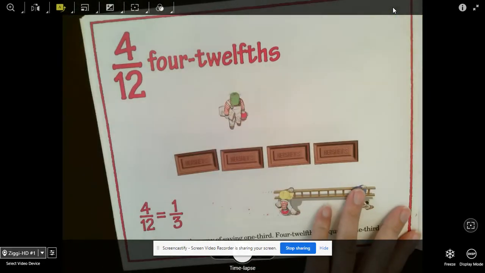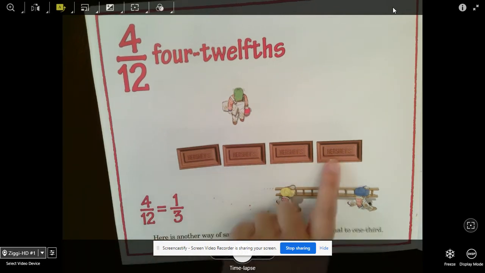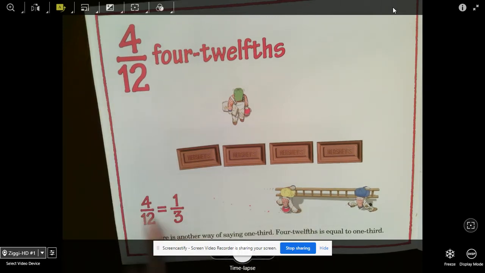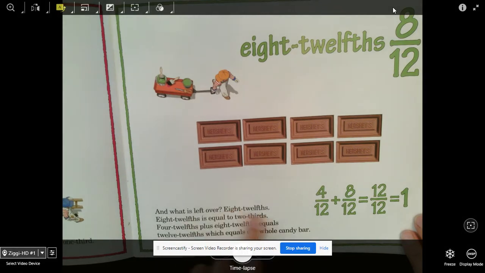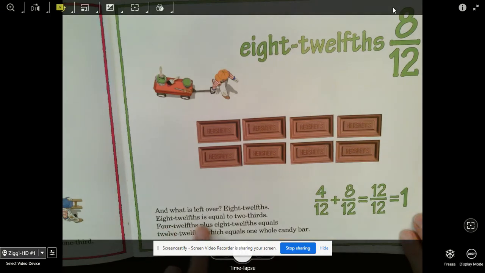4/12. Here is another way of saying 1/3. 4/12 is equal to 1/3. So right here I have 1, 2, 3, 4 of 12 of those whole pieces. So 4/12 is equivalent to 1/3. And what is left over? 8/12. 1, 2, 3, 4, 5, 6, 7, 8. 8/12 is equal to 2/3. 4/12 plus 8/12 equals 12/12, which equals one whole candy bar. So many ways to look at this Hershey's bar.